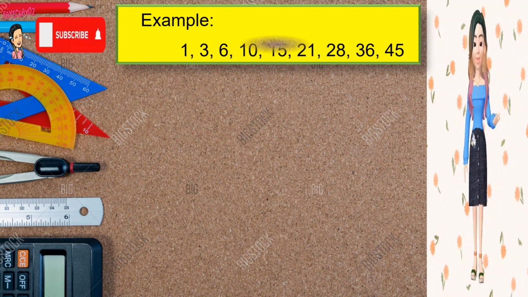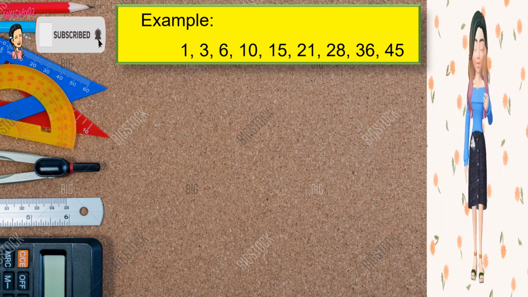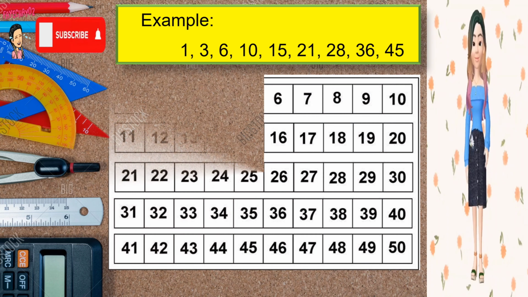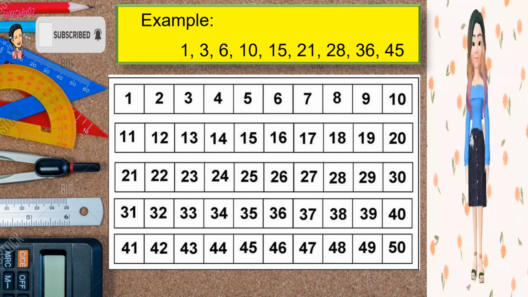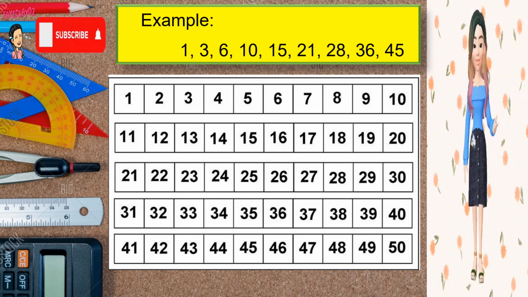Para sa ating unang number sequence, alamin natin kung anong pattern ang ginamit upang mabuo ang number sequence na ito. Gagamit tayo ng table. Meron siyang bilang mula 1 to 50. Sa table na to, bibilugan natin ang mga bilang na bumubuo sa number sequence. So, simulan na natin bilugan.